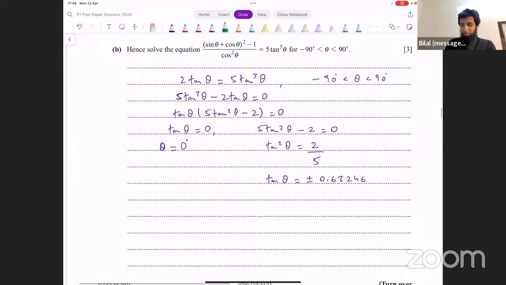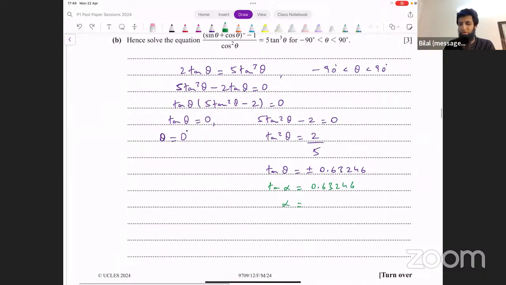Now you have to find the basic angle. How do you find the basic angle? You say tan alpha equals whatever this number is, in positive. You make it positive first, basically. So 0.63246. And now you find the basic angle. Remember, your calculator has to be in degrees mode. Let's see what we get from this. Make sure your calculator is in the correct mode. It should be in degrees. Tan inverse of 0.63246. What are we getting? I'm getting 32.31 degrees. Okay.